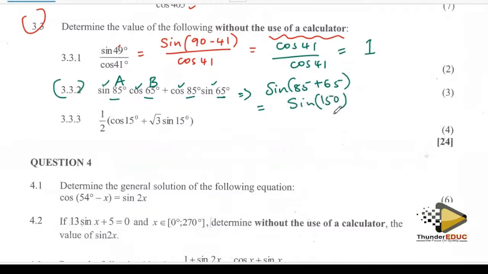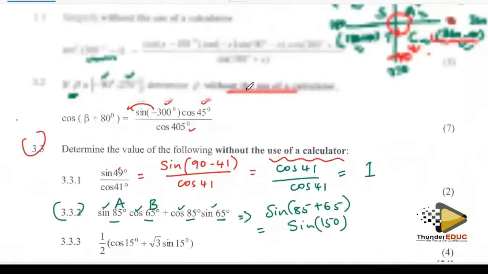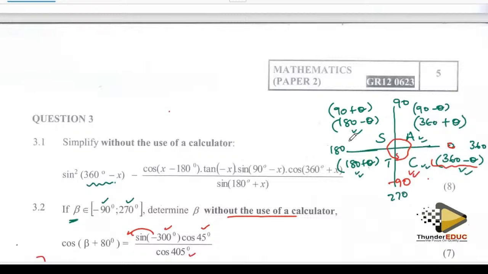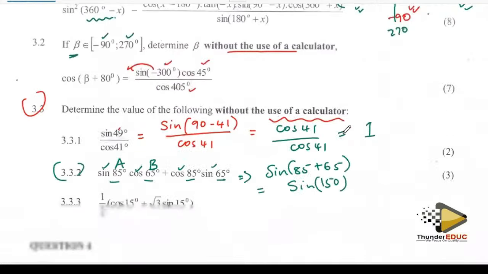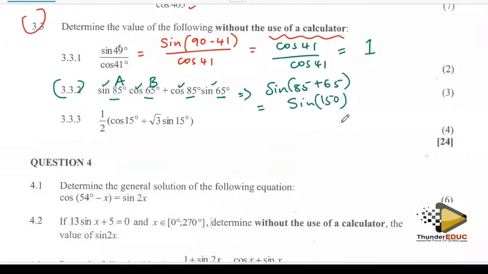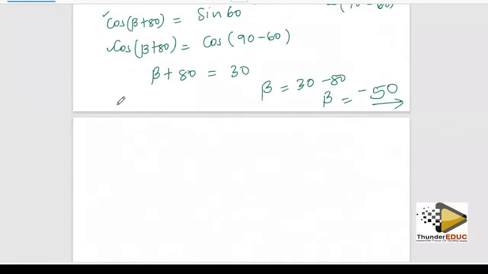Okay, that's sine 150. Then we know that 150 can be found in quadrant number 2, where we have 180 minus. So sine of 150, this is question number 3.3.1, is the same as the sine of 180 minus... which angle do I subtract from 180 to get 150? It's going to be a 30.